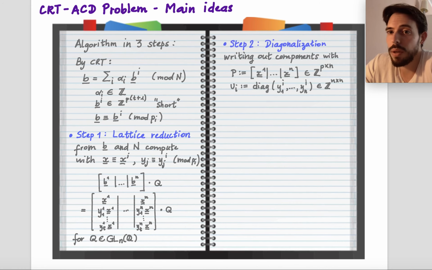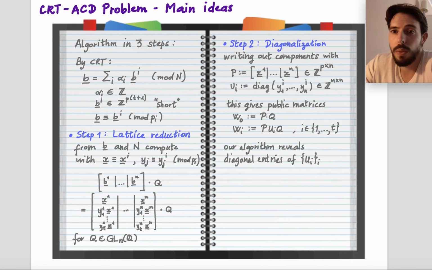Now, the second step is what I here call a diagonalization step, and it is here that our algorithms come into play. So the point here is to rewrite the output of step 1 in matrix products. Namely, we obtain matrix products W_0, which is P times Q, and W_i, whenever i is in this index set, which are P times U_i times Q. And here P refers to this p times n matrix, and U_i refers to this diagonal matrix, of which the entries are the reductions modulo p_i of certain elements of the set S.